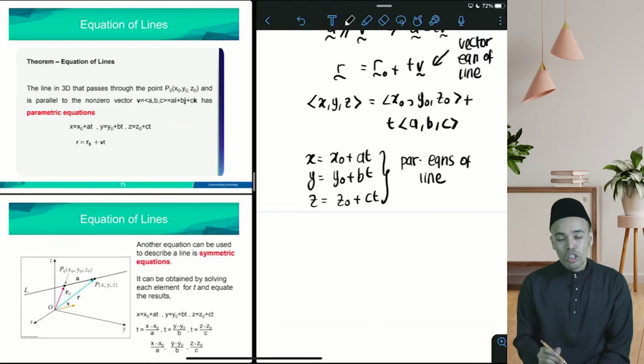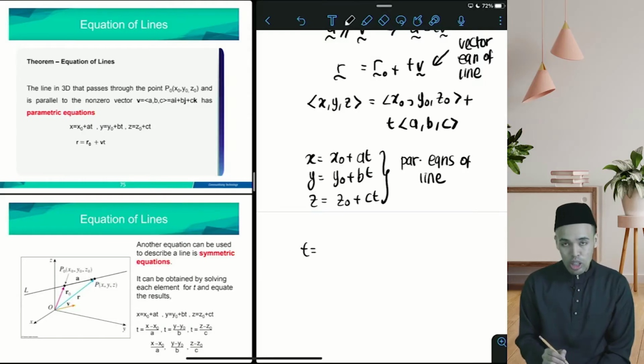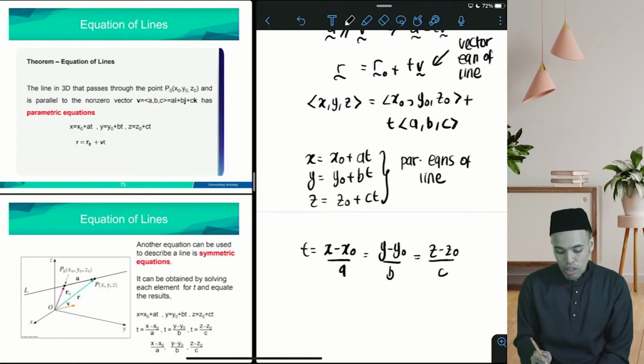Since each parametric equation has the variable t, by letting t be the subject of your equation, you will get the symmetric equation of a line, which consists of (x minus x0) over a equal to (y minus y0) over b equal to (z minus z0) over c. Okay, so this is how the symmetric equation of a line, the parametric equation of a line, and the vector equation of a line are formed.